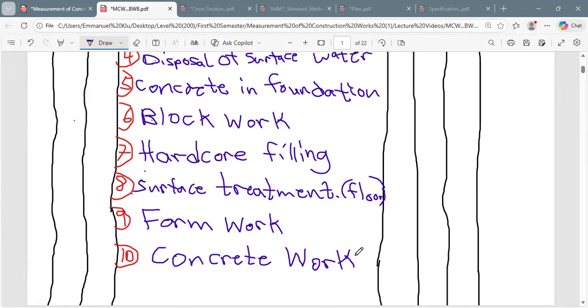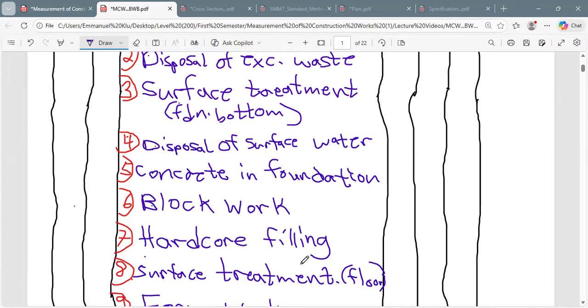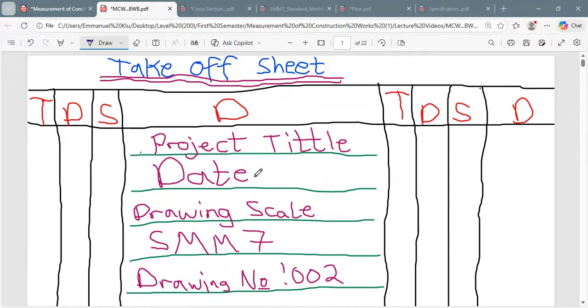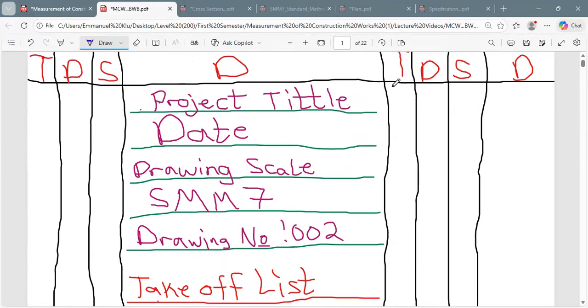So you see how things are moving. At the end of the day, how many steps did you go through? First of all, we say you have to cut 6 lines. First one, you write the project title, the date, drawing scale, the SMM7 you are using, the drawing number. You are done with that.